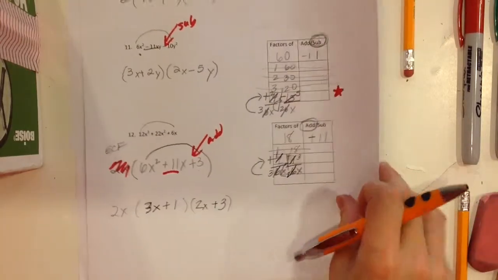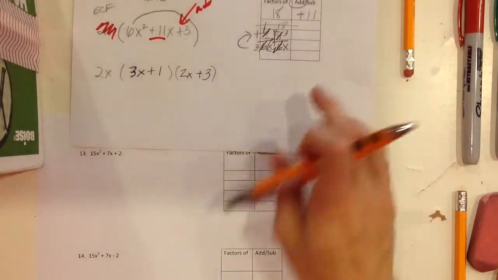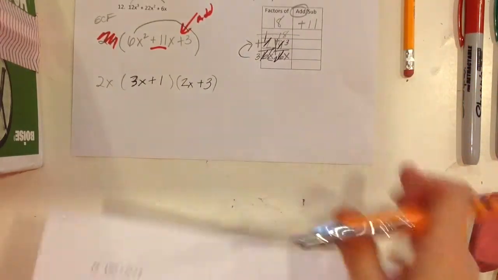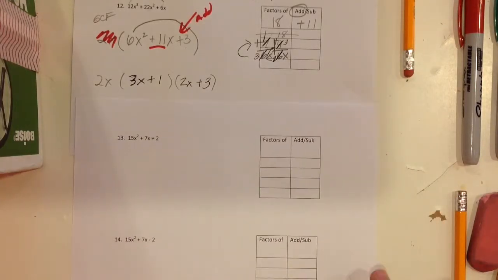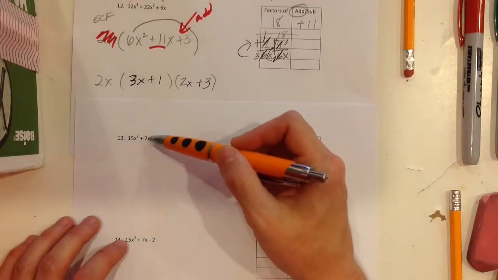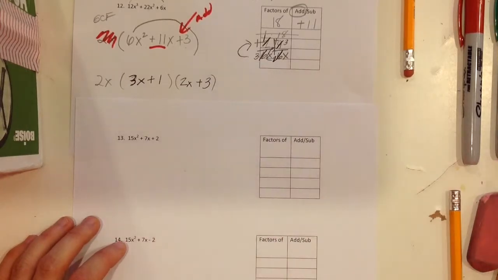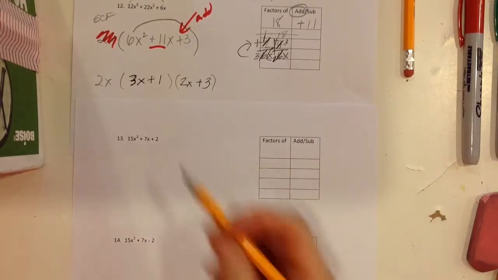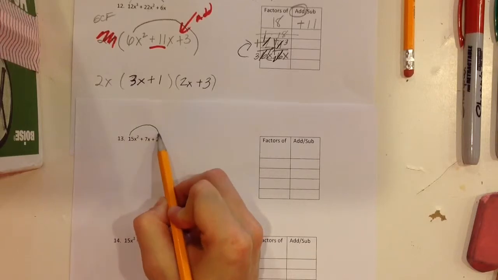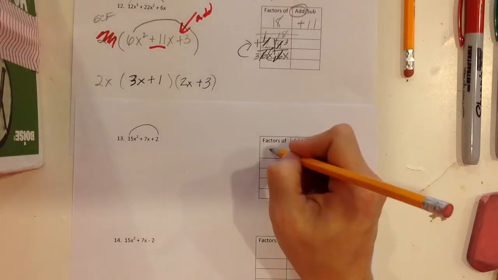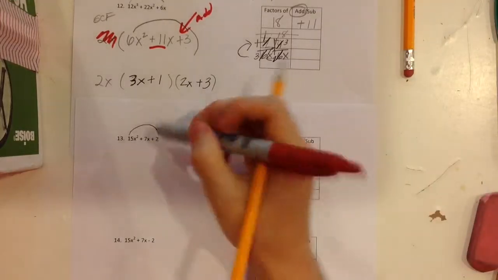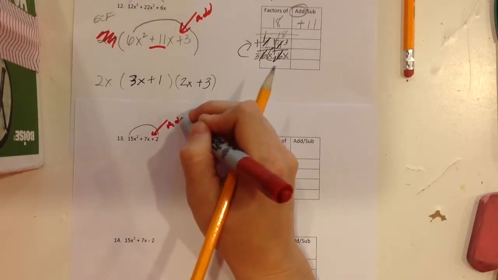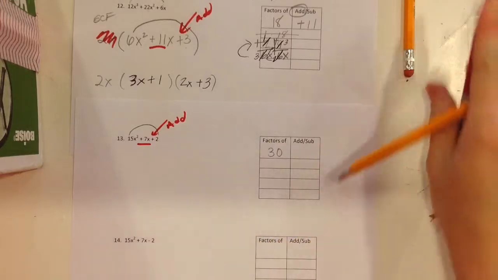Now if you notice on the back, we not only have 2 left, but notice that they look very similar. The only difference between these is this one has a plus and this one has a minus. So let's go ahead and get started. And when I multiply the 15 times the 2, I get 30. So I want to find the factors of 30 that add to give me a positive 7.